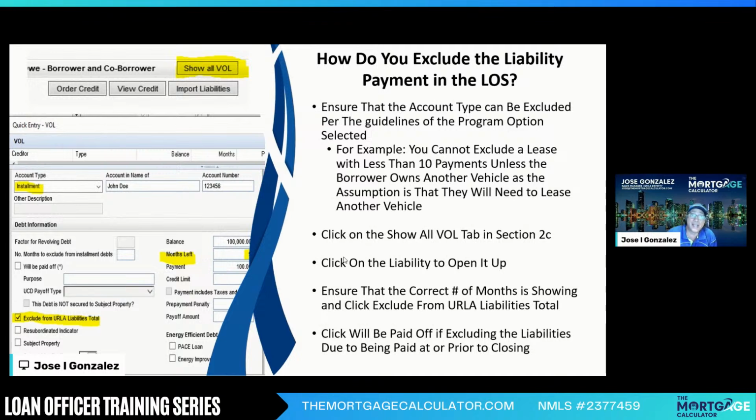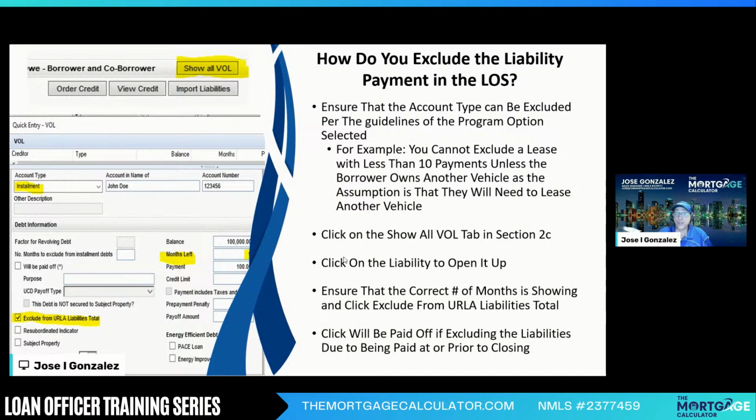You cannot exclude a lease with less than 10 payments unless the borrower owns another vehicle, as the assumption by underwriting is that the borrower will need to lease another replacement vehicle once the lease on the one they have now expires and they don't decide to buy it and keep it. Then they're going to usually lease another one. It's going to be really difficult for the borrower to provide an LOE: I'm not going to lease any more cars, I'm just going to ride my bike and all that kind of stuff. I mean, that's probably not going to happen. If the lease is still active, they're not going to let you exclude it.